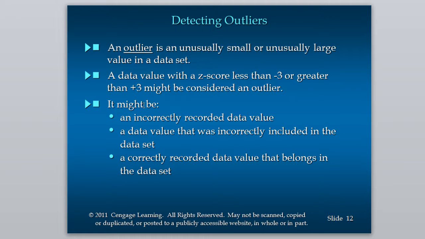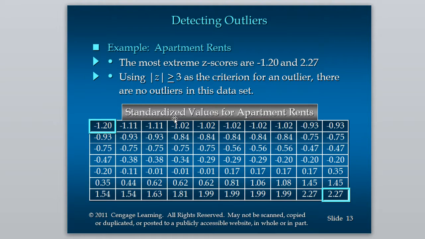So let's say the apartment rent data. If we convert all the data into the z-score, we have this result. The smallest z-score is -1.2, the largest is 2.27, which means that this is within the ±3 outlier interval. So it looks like none of the values is actually an outlier in our apartment rent data.